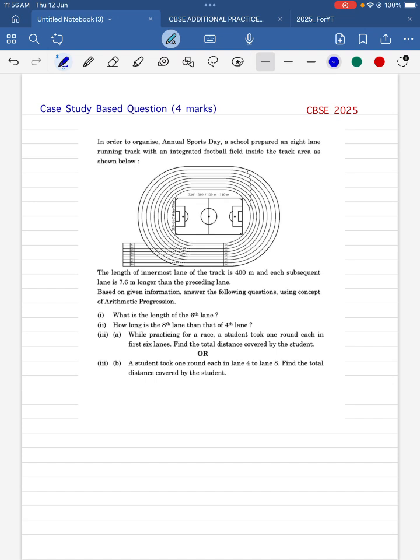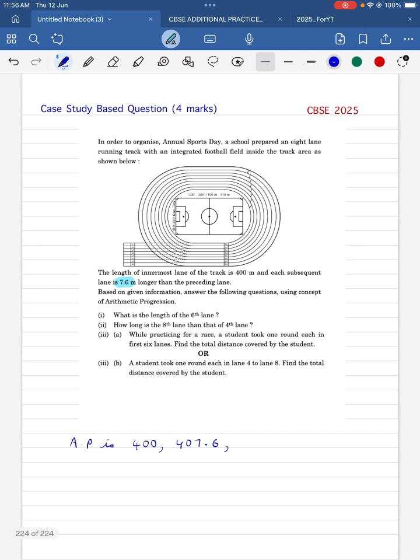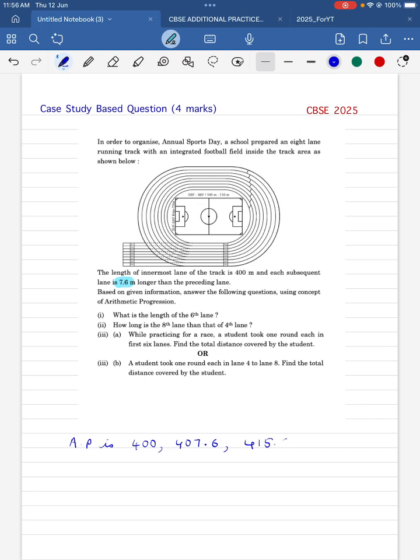Now, the first question is, what is the length of the sixth lane? In order to find out the length of the sixth lane, we first have to write down the AP. The innermost lane is starting at 400 meters, so the first term will be 400, and then each subsequent lane is 7.6 meters more than the other one. So the next term will be 407.6. Then you add 7.6 to 407.6, which gives us 415.2, and so on.